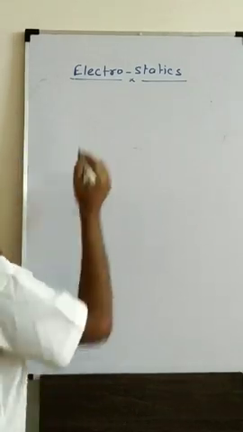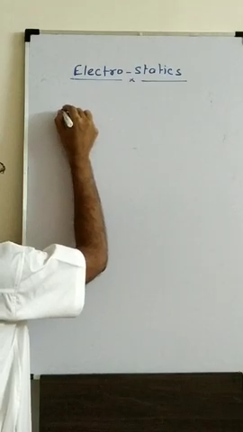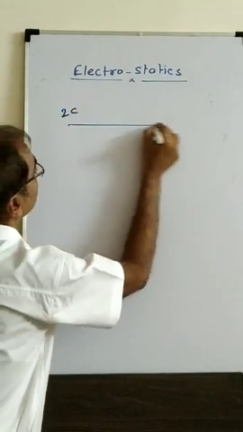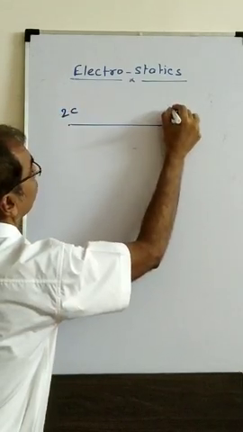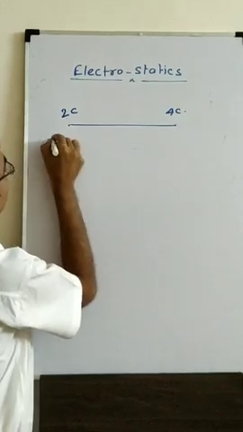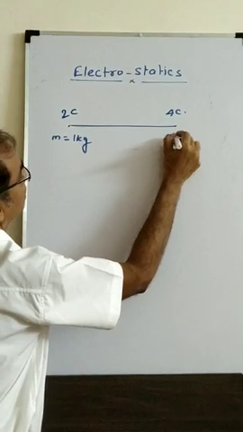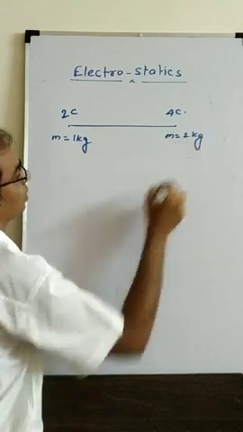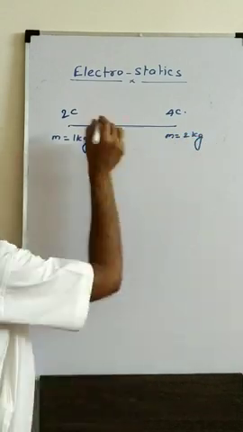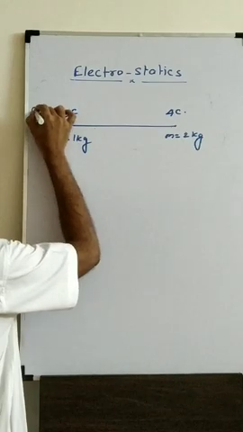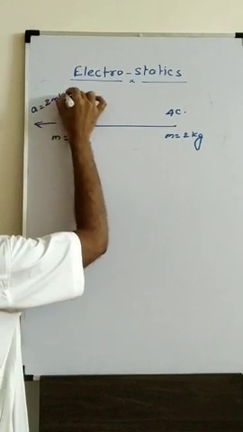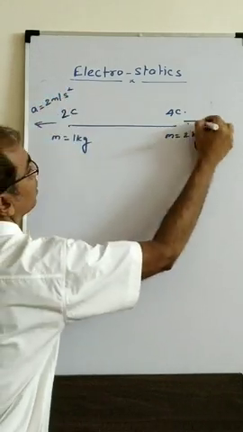Okay, let's say here is a charge of 2 coulomb and here is a charge of 4 coulomb. The mass of one is 1 kg and the other is 2 kg. The acceleration of the first is 2 meter per second square. What is the acceleration of the other?